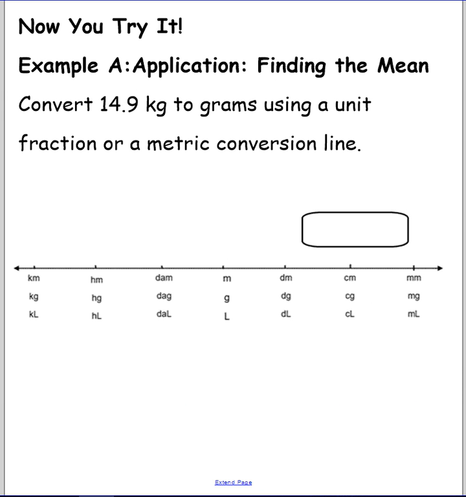So go ahead and convert 14.9 kilograms to grams. You can either use the unit fraction or the conversion line. So you should have gotten 14,900 grams. Remember, we learned that there's no commas used in numbers in the metric system. We use spaces instead.